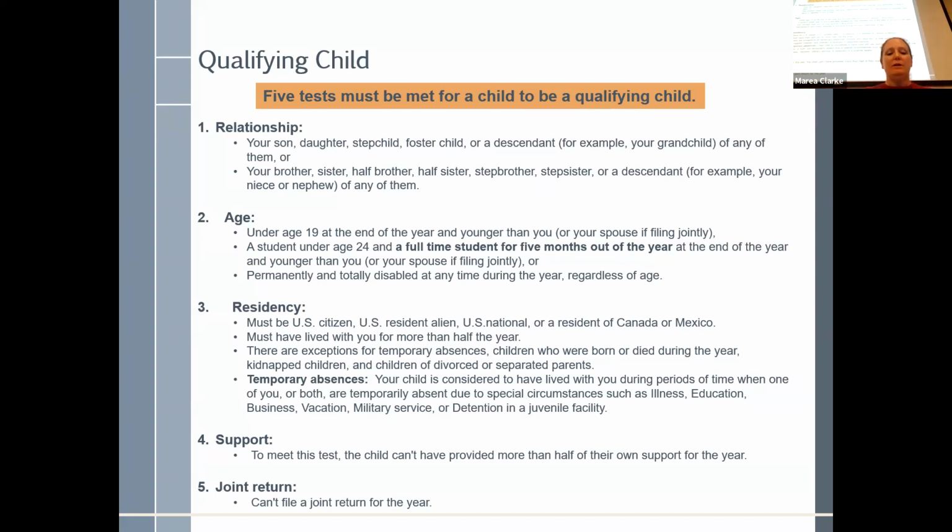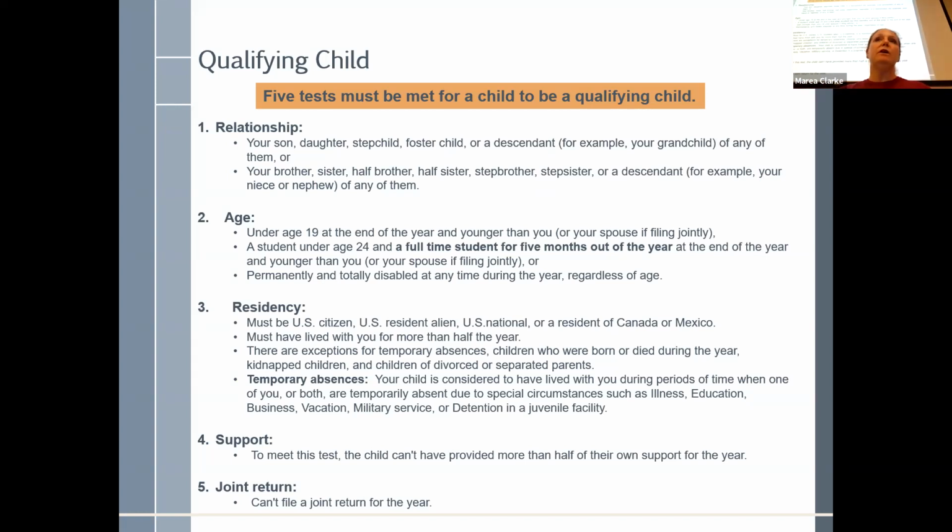This is the one that also gets our non-resident alien folks. To be a qualifying child, they must also be a citizen, resident alien, national, or a resident of Canada or Mexico. So a child here as a non-resident alien cannot be a dependent. They must have lived with you for more than half the year, though there are some exceptions for temporary absences: children who were born or died, kidnapped children, or children of divorced and separated parents.